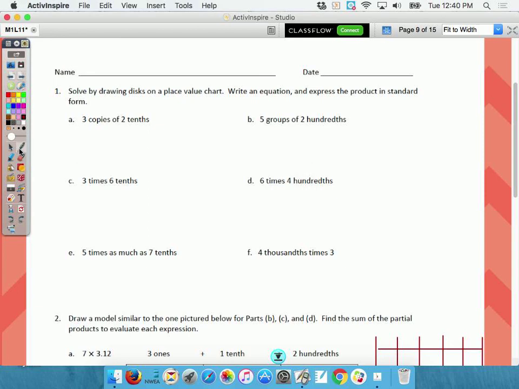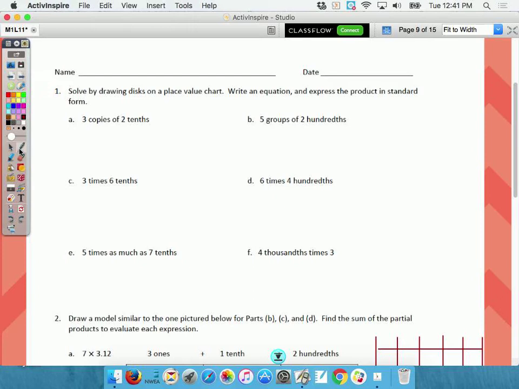Okay, your exit ticket is going to include one problem from this first section and one problem from the second section. So the problem that the kids have been having is by the time you get to the exit ticket, you kind of forget what we did here. Okay, so pay close attention.